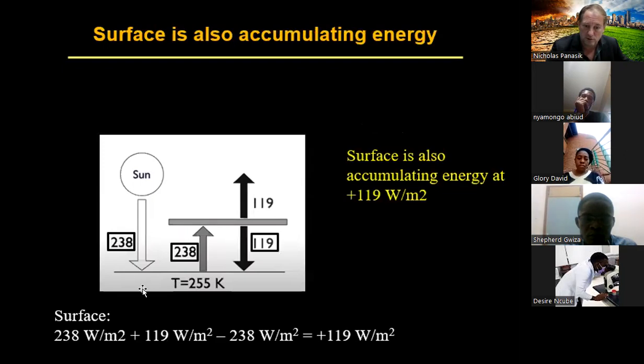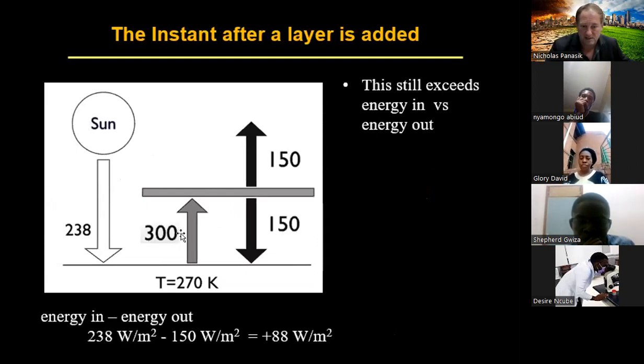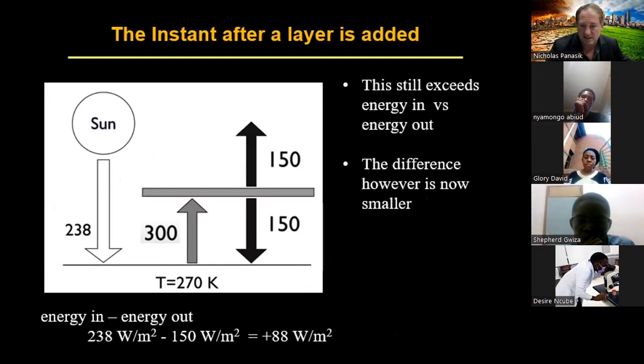Remember before, it was looking like this: 238 coming down, the temperature was only 255, so it was emitting less. It was emitting 238 because it was in energy balance before. Now we've instantly added this atmosphere, which is going to re-radiate down and get us to this point. So it warms the planet up. Now notice that our energy balance, the difference, is less than it used to be.